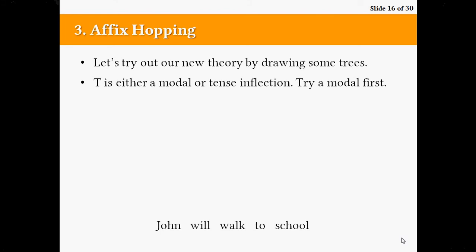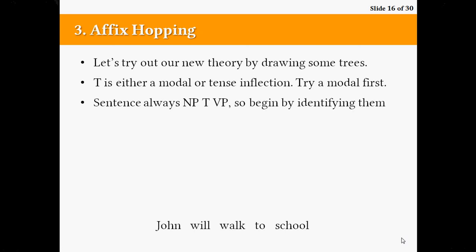John will walk to school. We've already done this. A sentence is always going to be an NP, a T, and a VP. So the first thing to do to draw a tree for a sentence is to identify these parts. John is an NP, walk to school is a VP. We could still draw the internal structure of these, but we're pretty good at doing that at this point in the course, so let's just use triangles.